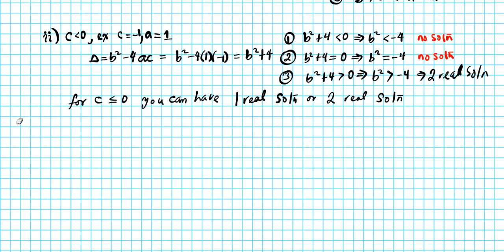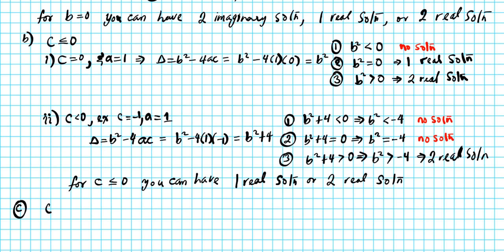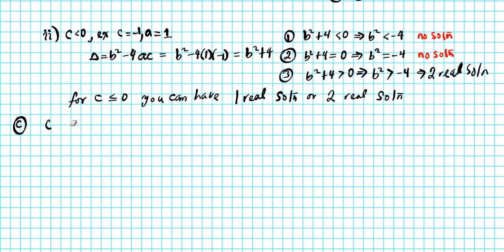For part C, let's see what the nature of the roots are when c is greater than 0. Okay? For c greater than 0. Now to help us out, let's let c be a positive number. So let's have c equals 1, and we have a is always 1. We're just picking a random positive number to help us have a concrete understanding of what the solutions will look like for each discriminant case.